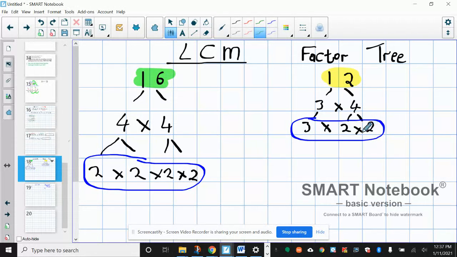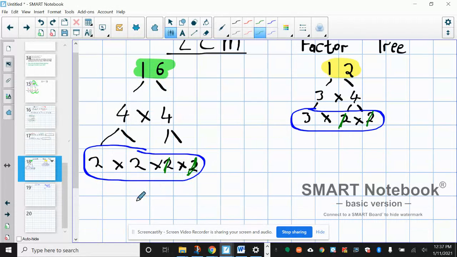So if we look at 12, it has 3 times 2 times 2. So I can identify that 2 and cancel it out with one of the 2's on the prime factorization of 16. And similarly with another 2, I can cancel that out with another 2 over here. Now as we begin to look for our lowest common multiple, I will write down the common numbers on both, which in this case is 2 times 2.